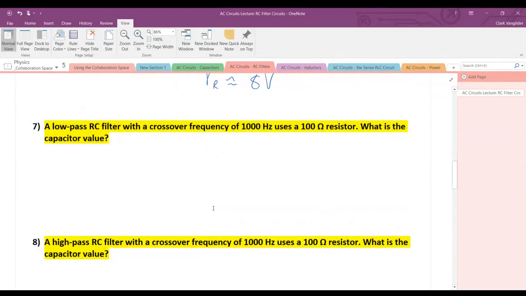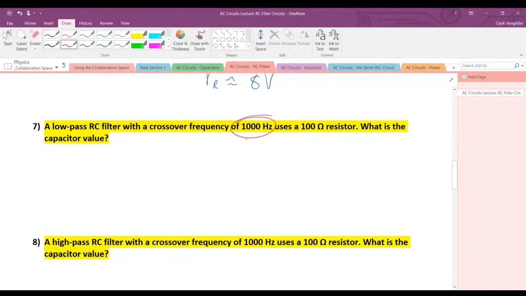Next problem. So AC circuits are weird. The equations are a little bit more involved, but they're still pre-calculus level stuff when it comes time to solving for them. So a low pass RC filter with a crossover frequency of 1000 hertz uses a 100 ohm resistor. What is the capacitor value? All right, here we are again. We're dealing with a frequency here. That's frequency, that's resistance. What's the capacitor value?